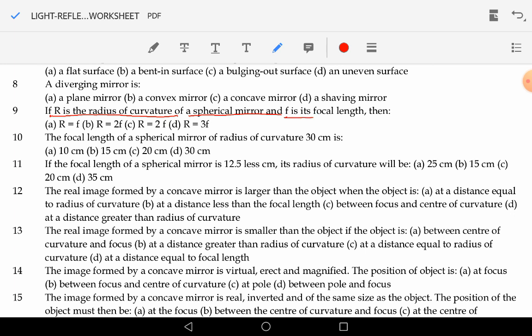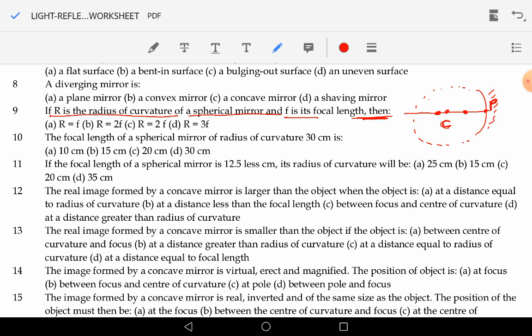Moving to the ninth one: if r is the radius of curvature of a spherical mirror and the focal length is f, then what will be the focal length? Okay, so they are asking what is going to be the focal length. Let us see that. Suppose I am considering the example of a concave mirror. The center of the reflecting surface of the mirror is called the pole. The center of the hollow imaginary glass sphere of which the given mirror is a part is called the center.